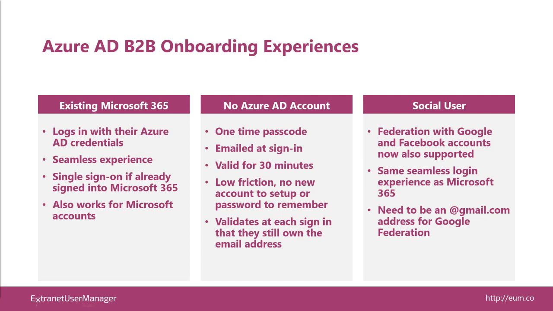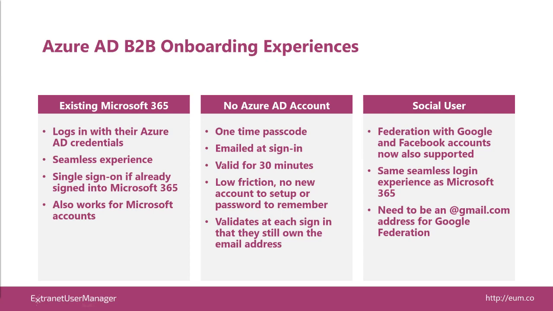The idea is if I don't have an Azure AD account, and I'm not coming in with a Google or Facebook account through federation, then just send me a passcode through email. When I type my email address in the Microsoft login form, it immediately sends me a code. I go to my inbox, grab that code, paste it into the login form, and that effectively becomes my password. It's a one-time passcode, so I can only use it once. It's only valid for 30 minutes, but it's super low friction. It's really easy. There's no password to remember.